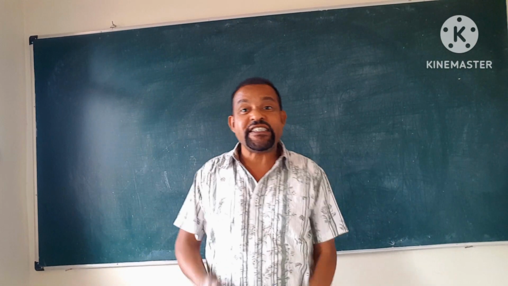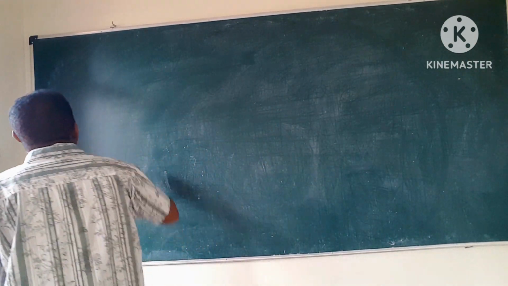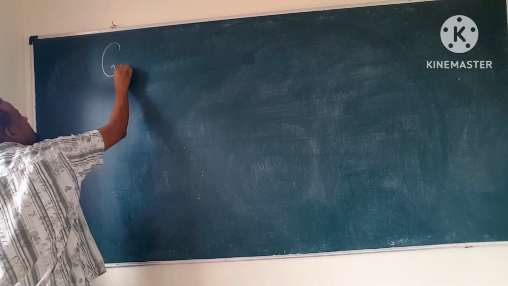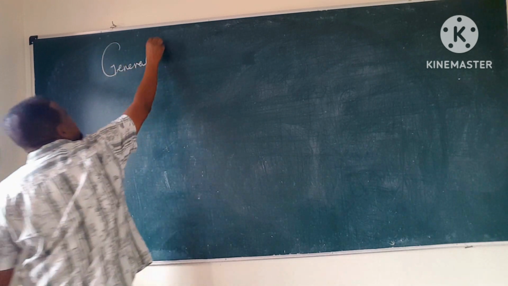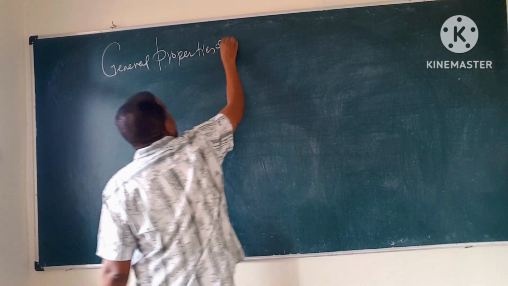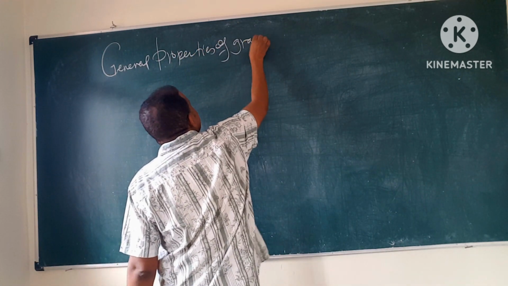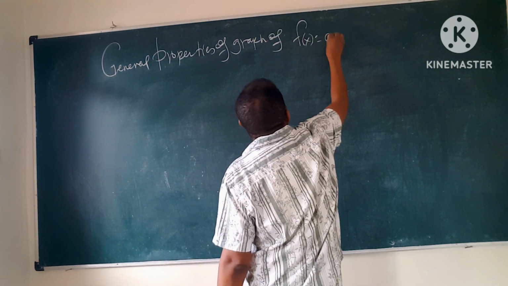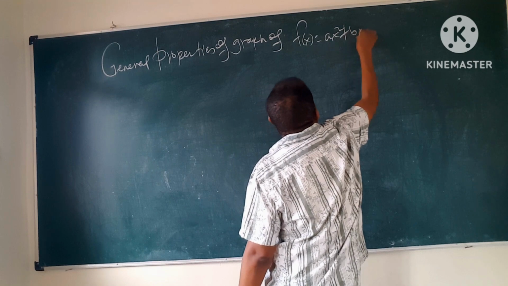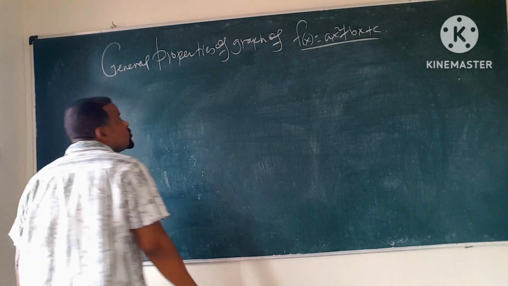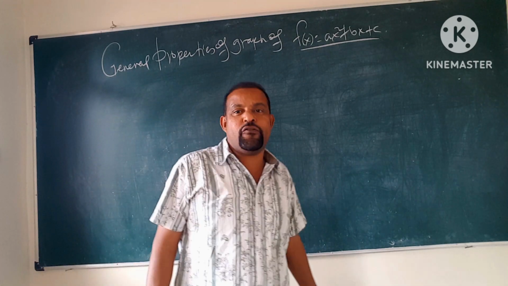So let's derive the general formula for the general properties of the graph of a quadratic function. The graph of what? f of x is equal to ax squared plus bx plus c. Good. So we use that complete square method form.